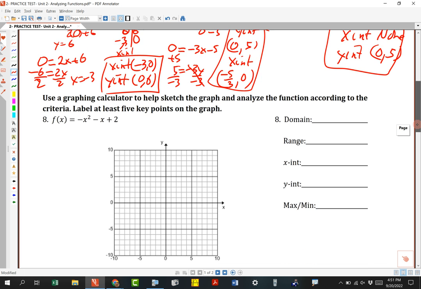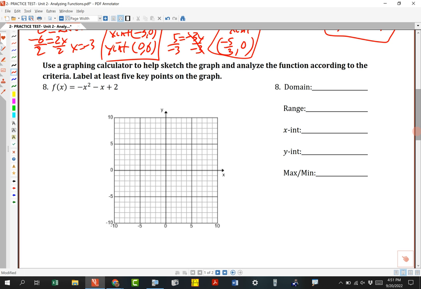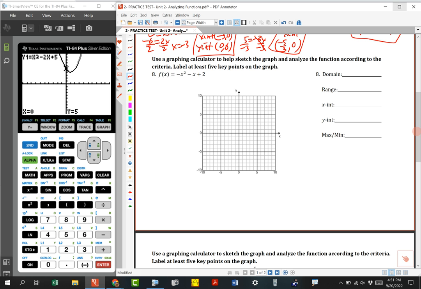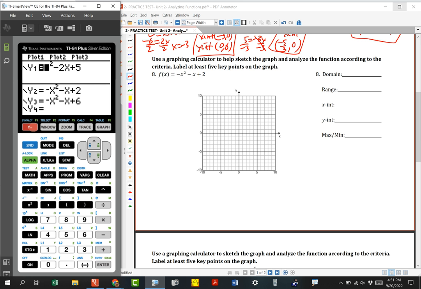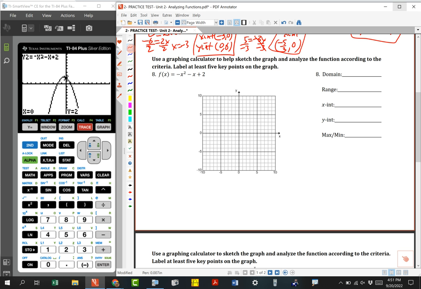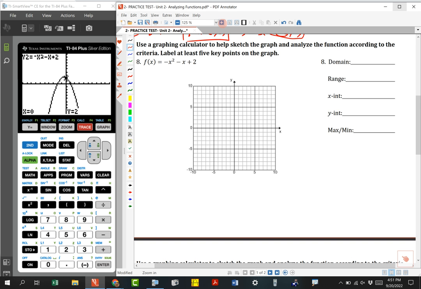Now, if we take a look at the bottom of the page here, we've got number 8. We're going to use a graphing calculator to help us sketch this and then analyze the function according to those things. So I'm going to go back to y equals. I'm going to turn that function off, and I'm going to turn the other one on, and then I'm going to hit graph. So it looks like this. Now, if I hit trace, I get an interesting point. So I'm going to go ahead and graph this one right here. I'm going to zoom in just a little bit so I've got a little more room. So this is going to be 0 comma 2. So it's right there, 0 comma 2.